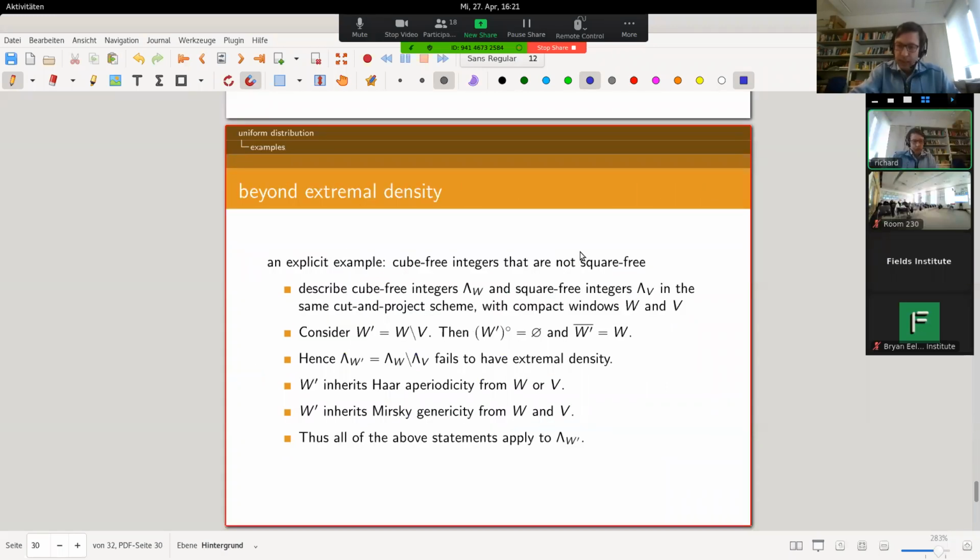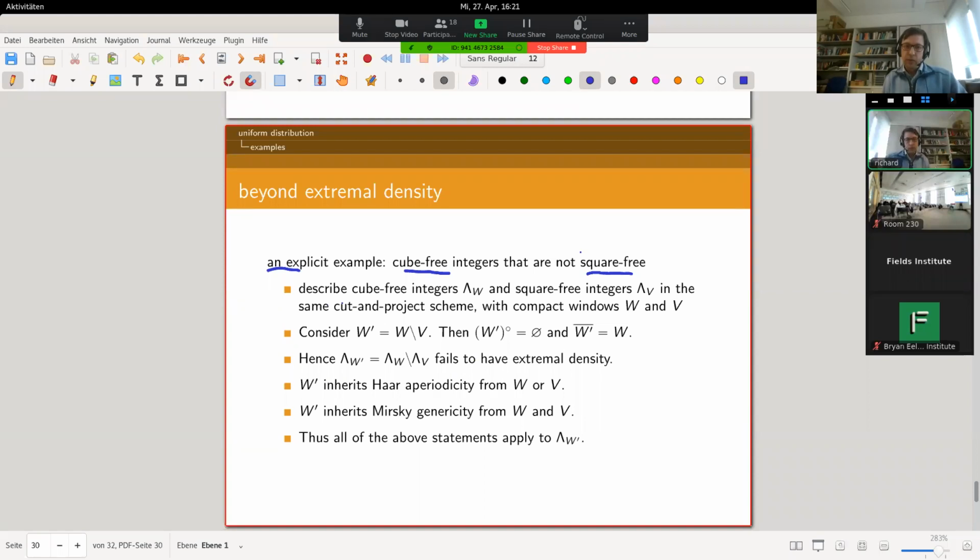Good. So the next point: having this nice theory behind, which has been developed with respect to genericity for point sets which have extremal density, can we say anything beyond? There should be examples. And we pose here one explicit example. You take the cube-free integers and you take out the square-free integers from them.